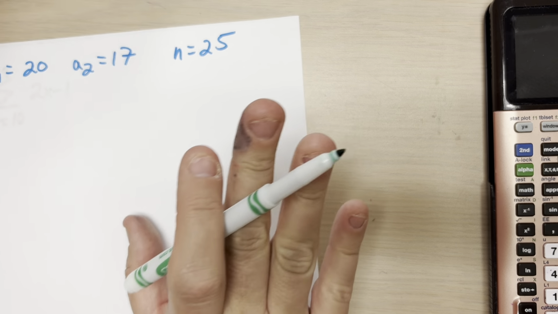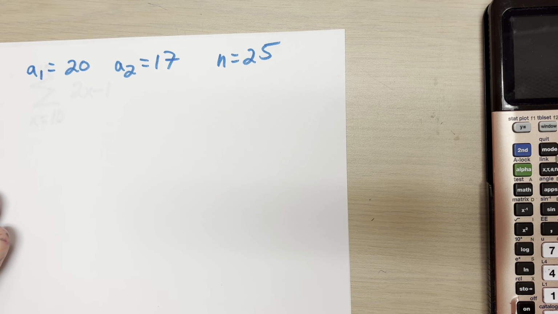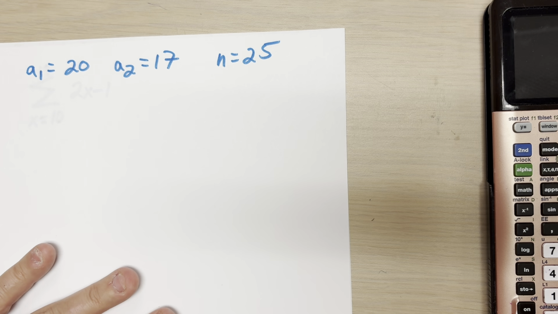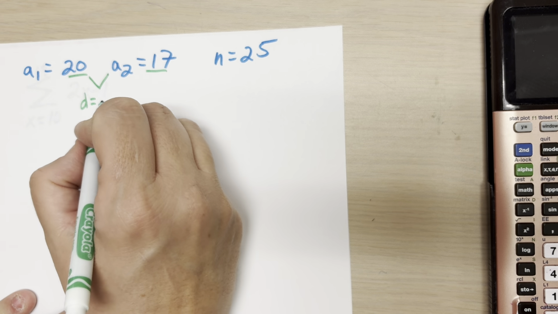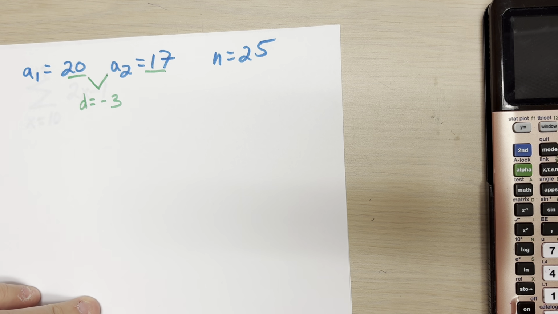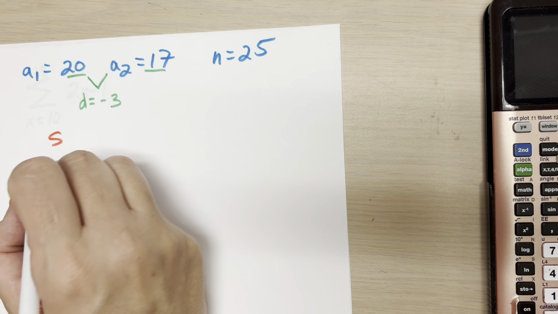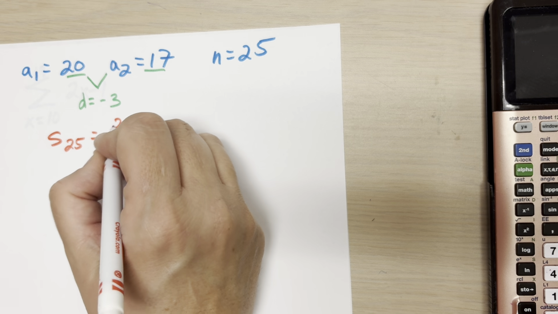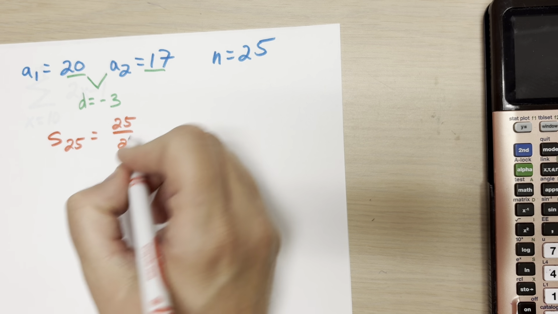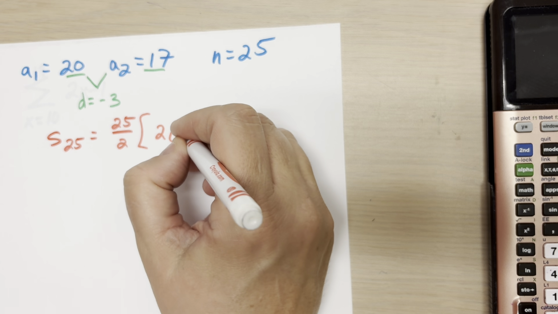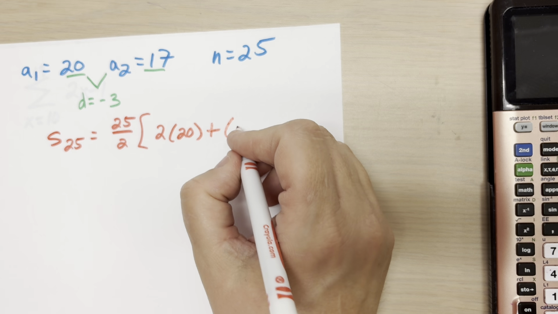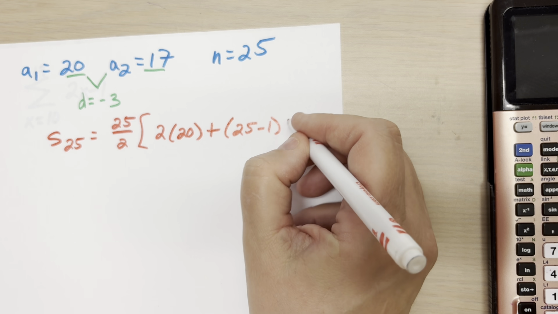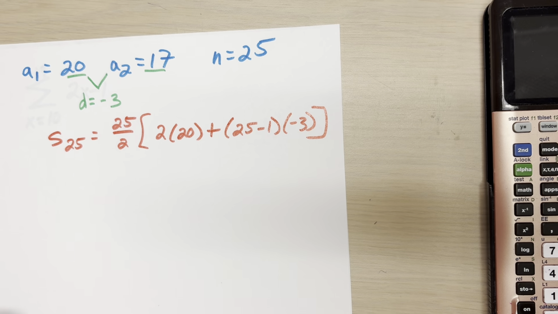I've got A sub 1 is 20, A sub 2 is 17, and N is 25. So if I'm looking here, I can easily see that the difference between 20 and 17 is -3. I'm going to go ahead and use the first equation. So the summation of the first 25 terms is going to be 25 over 2 times 2 times the first term, 20, plus the quantity 25 minus 1 times the common difference, -3.